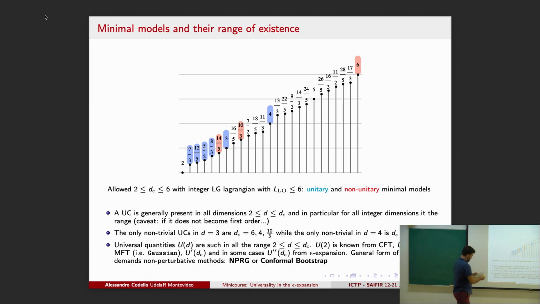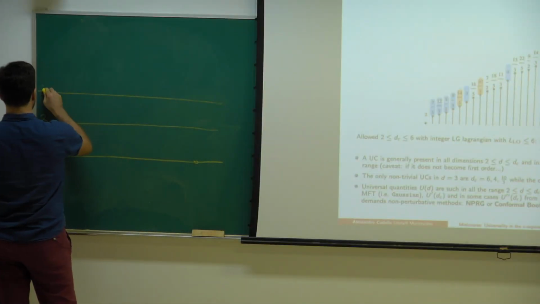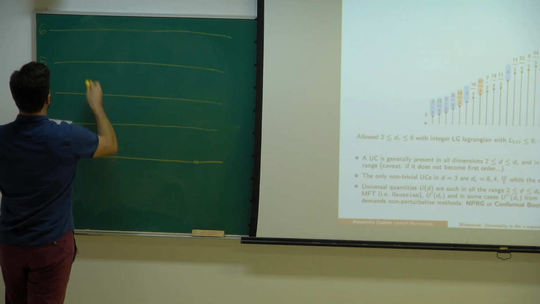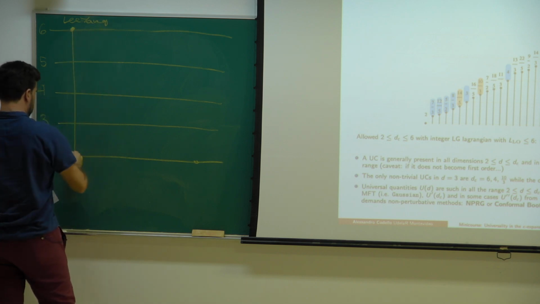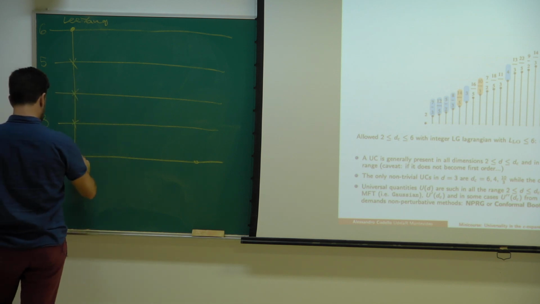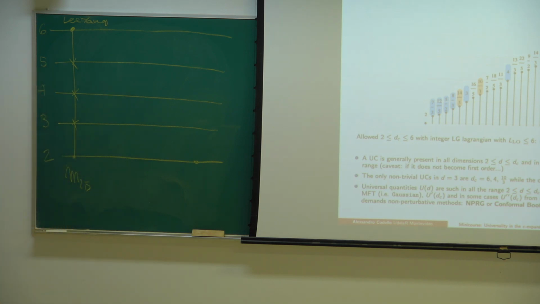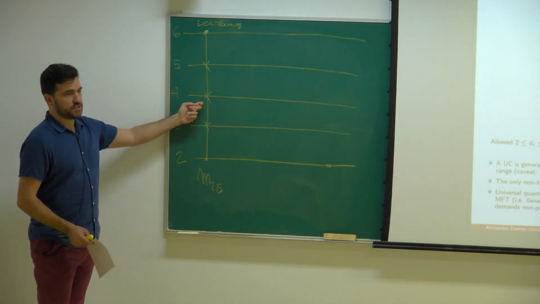Okay, and now I will just redraw this picture, but focusing on, so in particular, if this is 2 dimensions and this is 3 dimensions and this is 4 dimensions and this is 5 dimensions and this is 6 dimensions. So we have one theory, which is the Lee-Yang universality class, that is present in all these integer dimensions, okay? And in particular, in 2 dimensions, it becomes the minimal model (2,5), the one pointed out by Cardy. So this is a very interesting universality class because, in this set of order parameters, it is the only one which is non-trivial in 4 dimensions.